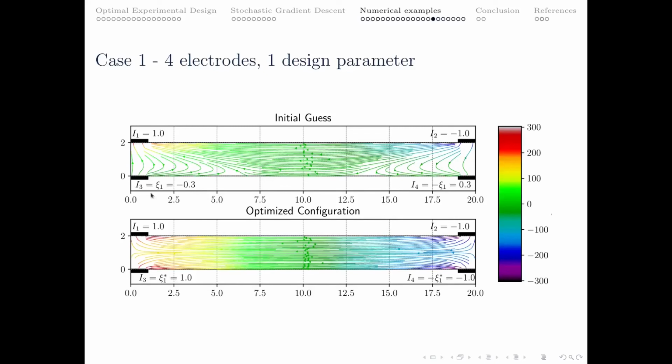Then, performing optimization, we get this value for ξ, which is 1, meaning that we have inlets on the right here. The current gets into the body here and flows in the direction of the positive values here. Here we have outlets.